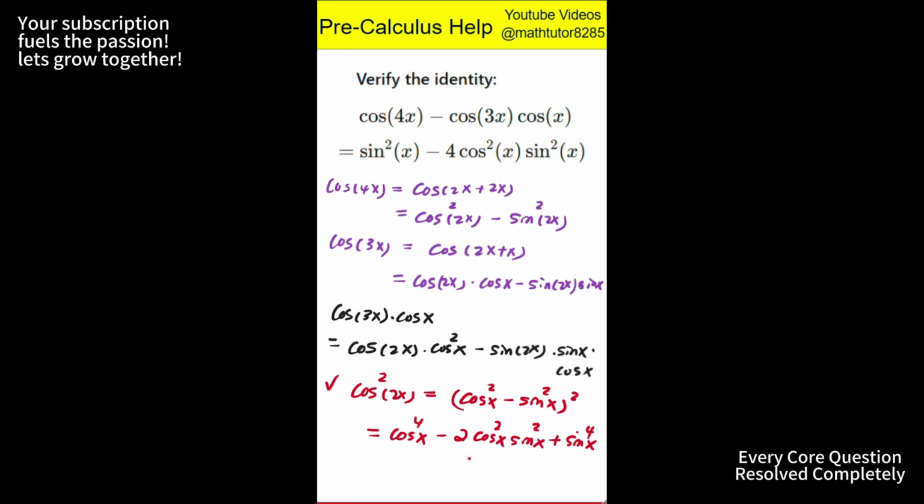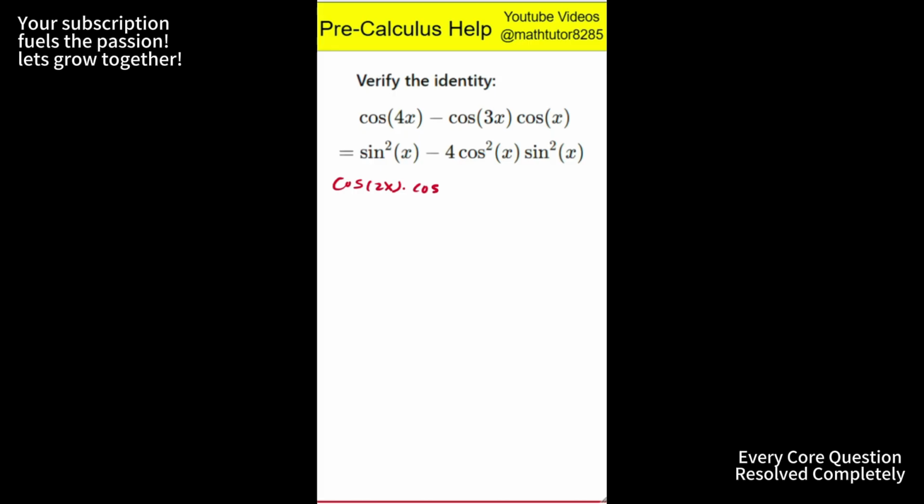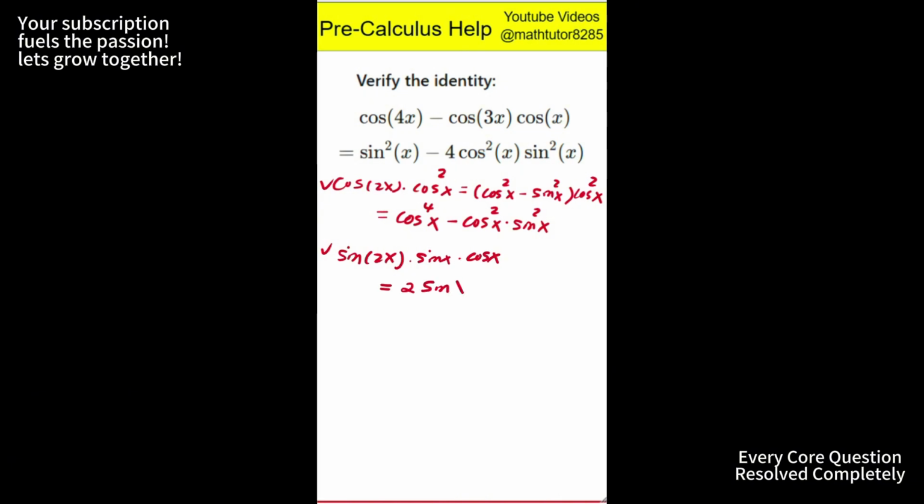Cosine squared of 2x becomes the square of cosine squared of x minus sine squared of x, which equals cosine to the fourth power of x, minus 2 times cosine squared x times sine squared x, plus sine to the fourth power of x. Sine squared of 2x becomes 4 times cosine squared x times sine squared x. Cosine of 2x times cosine squared x becomes cosine to the fourth power of x, minus cosine squared x times sine squared x. Sine of 2x times sine x times cosine x becomes 2 times sine squared x times cosine squared x.